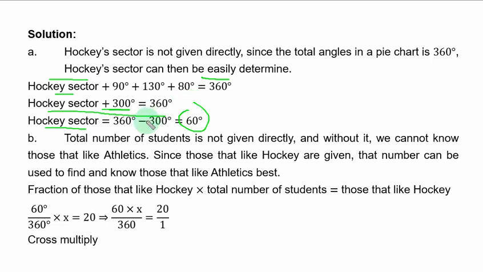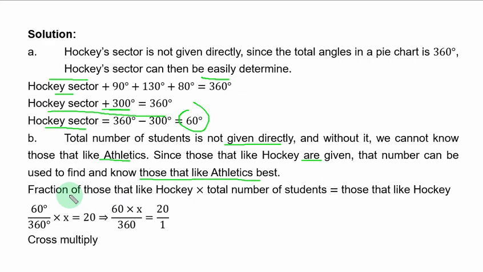B part of the question. Total number of students is not given directly, and without it we cannot know those that like athletics, since those that like hockey are given. That number can be used to find and know those that like athletics best.